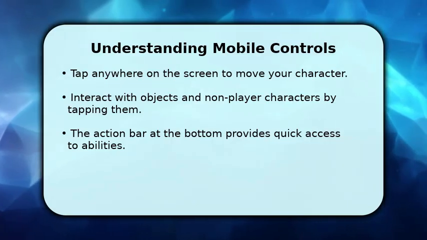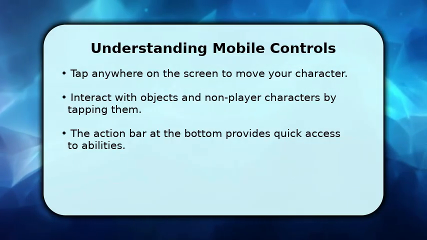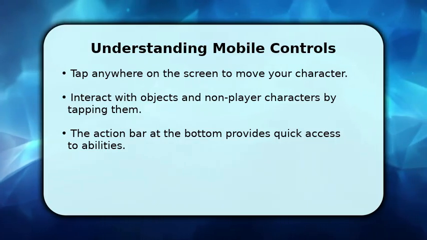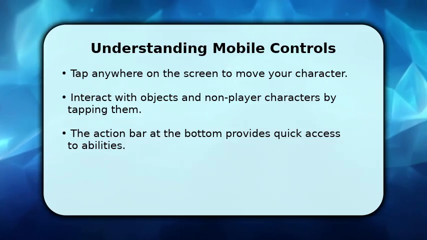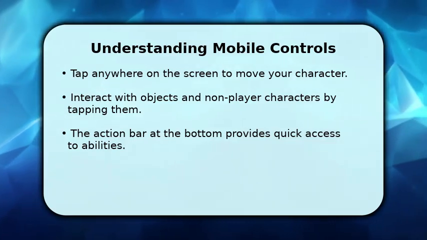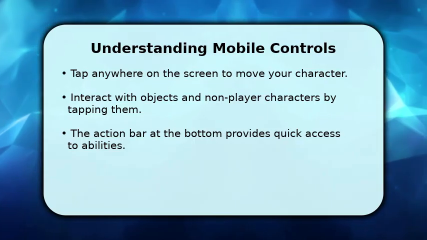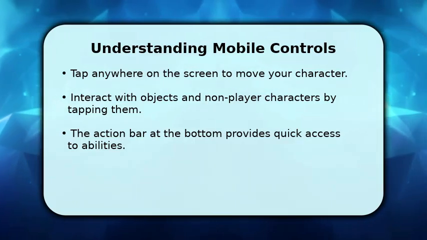The action bar, located at the bottom of your screen, offers quick access to your most used abilities and items. You can easily zoom in and out of the game world by pinching your screen, and rotate your camera view by dragging with 2 fingers for a better perspective.